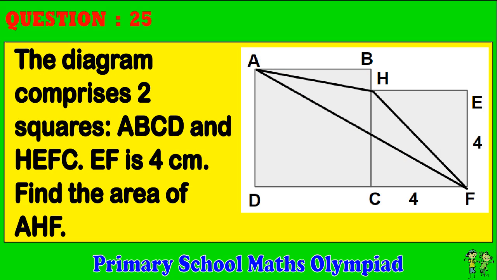Question 25. The diagram comprises 2 squares, ABCD and HEFC. EF is 4 centimeters. Find the area of AHF.